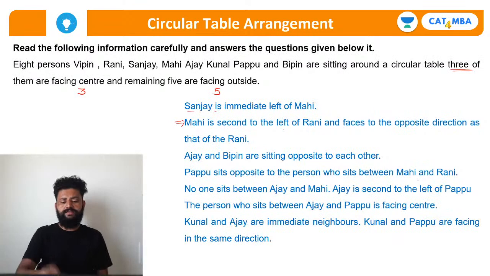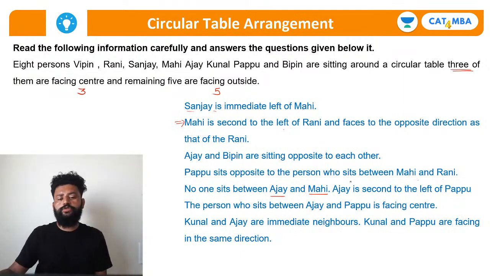That's the way to crack it. Now listen, we have one more clue. No one sits between Ajay and Mahi. That means Ajay and Mahi are immediate neighbors, right? Ajay is second to the left of Pappu, so that's what we know. So no one sits between Ajay and Mahi, so we can have just one possibility. Ajay and Bipin are sitting opposite to each other.